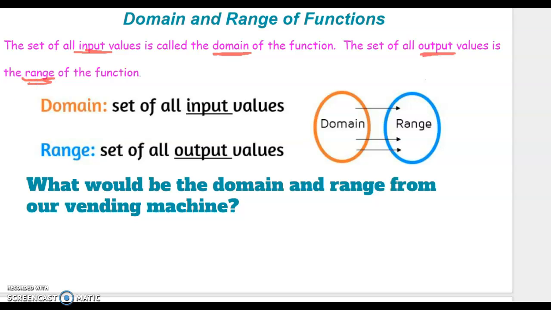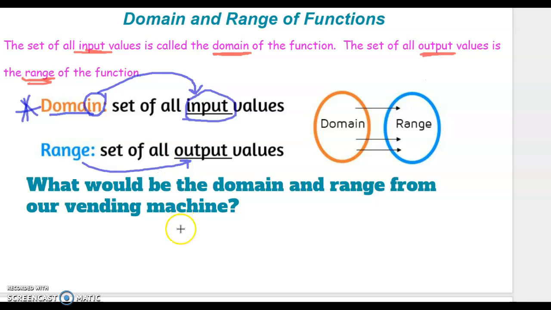Luckily, there's a very simple way of remembering this. Notice the word domain here. The last two letters of this word are "in." Notice what it matches: the "in" of input. So the "in" in domain also represents the input values. The "in" tells you input. So the domain is always the input. The range is always the output.